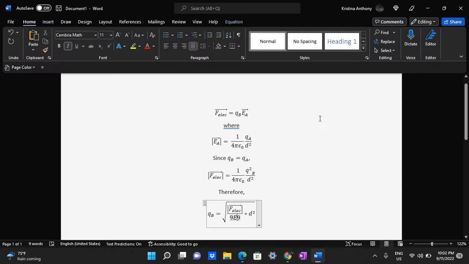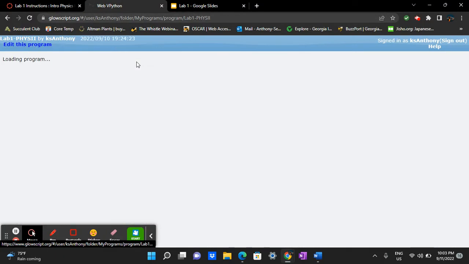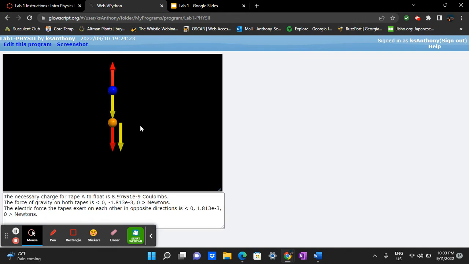To find the charge Q, I take the electrical force formula, I expand upon its components to look at electrical field. And again, since the tapes are assumed to have identical charges, QB, the floating tape, is equivalent to QA, the tape that I manipulate. And then when I plug everything back in and I rewrite 4 pi epsilon naught becomes 9 times 10 to the 9, I plug that formula back into my code, and we run the code.